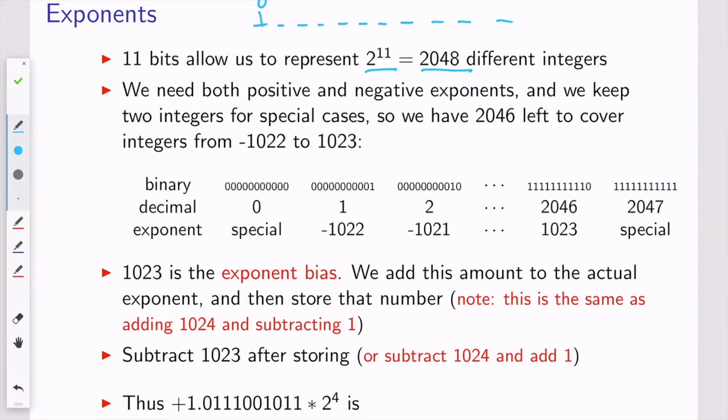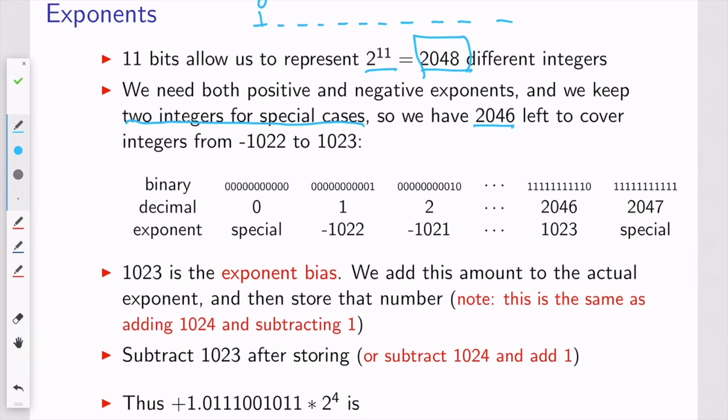Now, we don't only want to represent large numbers with our floating point representation. We want to have both positive and negative exponents, okay? So of these 2048 different integers that we can represent, 2 we're going to save, okay? And I'll tell you what we're saving them for later. And that leaves 2046 left over.